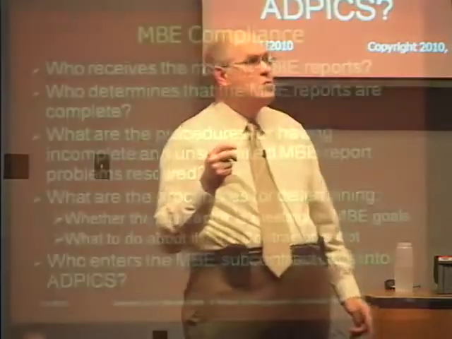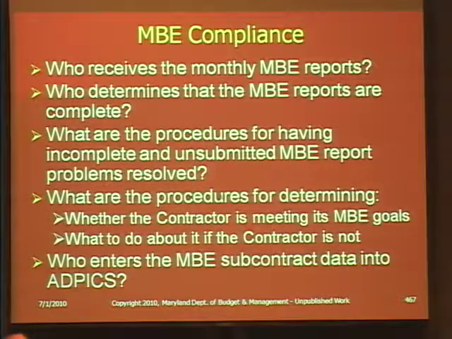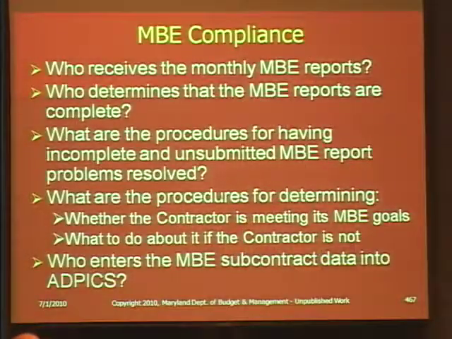Who determines that the reports are complete? That's kind of like a corollary to who gets it. Presumably, it would go to the person who's going to look at it and ascertain whether it is as it should be. Because it doesn't make sense for one person to get it who doesn't know anything about it or what to do with it. And if it's going to be given to somebody else, why not just identify the other person that's going to be given to anyway? What are the procedures for having incomplete and unsubmitted MBE report problems resolved?